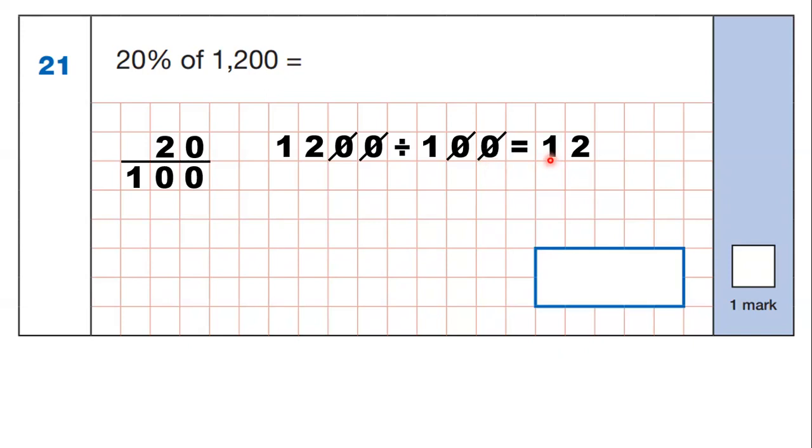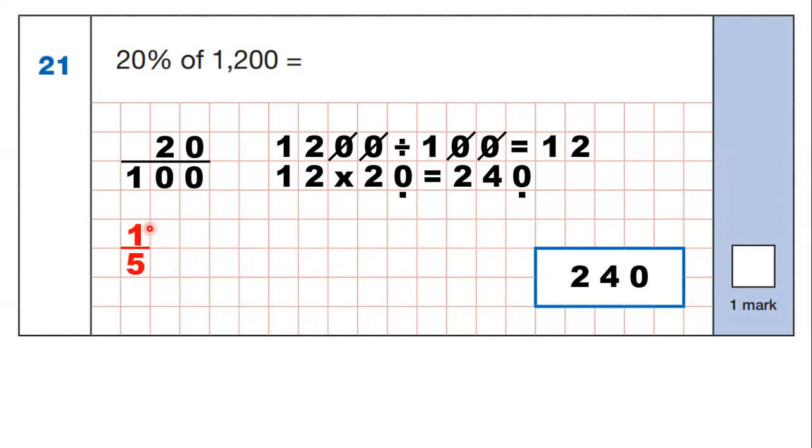So now we can multiply that by the numerator, so multiply it by 20, which gives us 240. Because remember, 12 times 2 is 24, and then if we have one end zero in the question, we'll need one end zero in the answer. So that's our answer. Now we could have simplified 20 hundredths to 1/5.